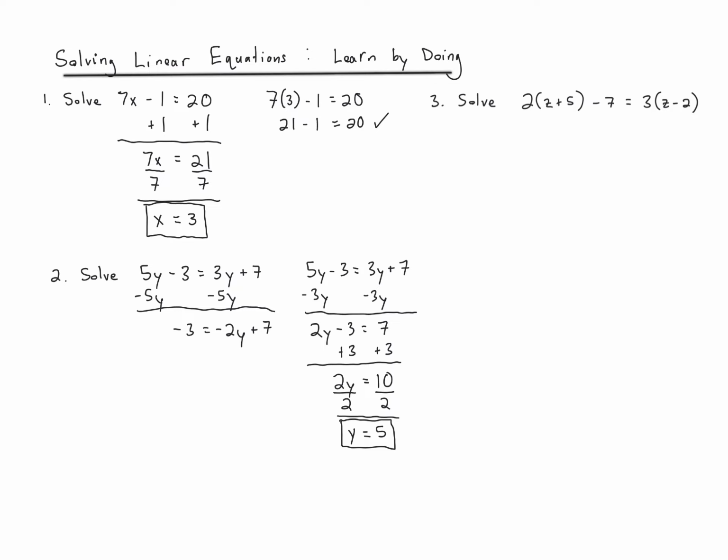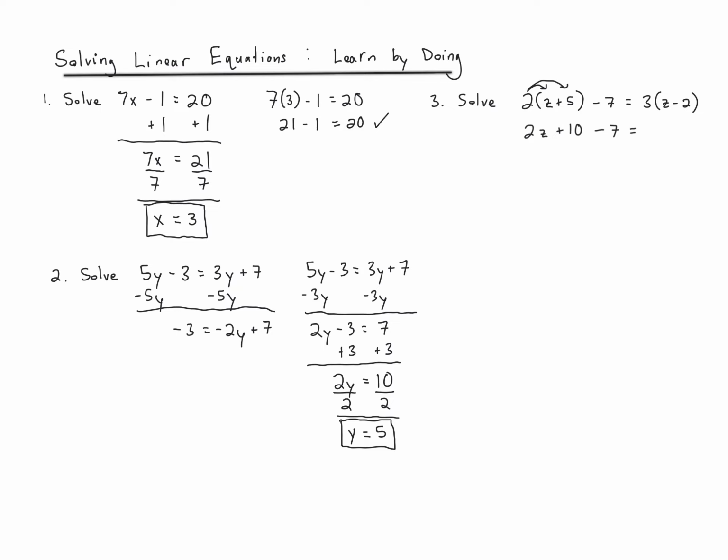Solve 2 times the quantity z plus 5 minus 7 equals 3 times the quantity z minus 2. Here we have grouping symbols, and in particular, we have numbers in front of the grouping symbols. And so we recognize this as a situation where we need to use the distributive property. On the left-hand side, if we distribute the 2 to the terms inside the parentheses, we get 2z plus 10, and then we still have the minus 7.